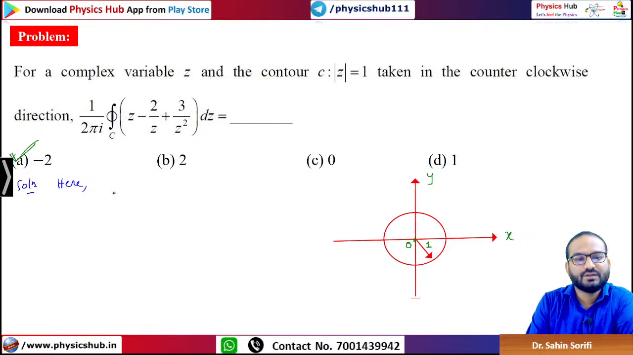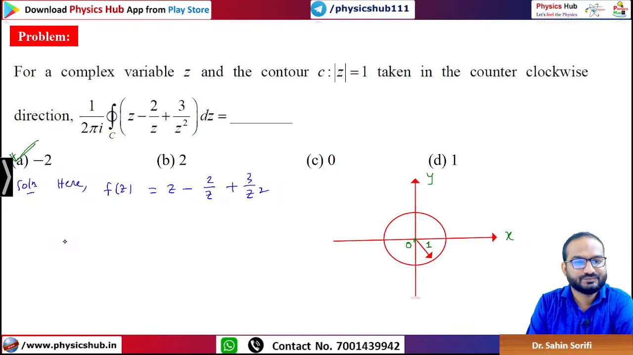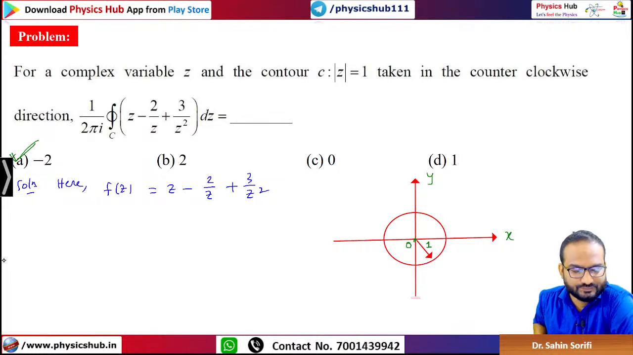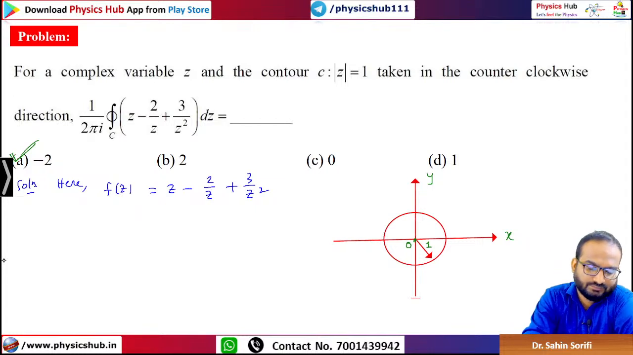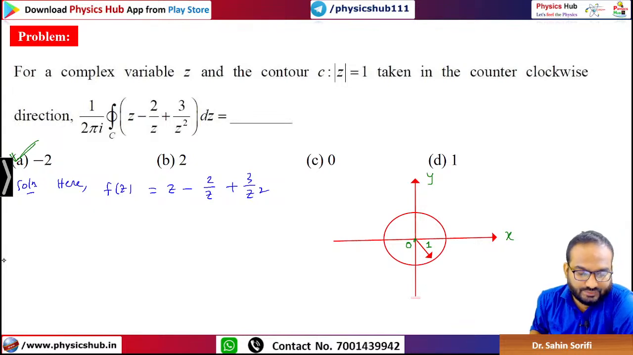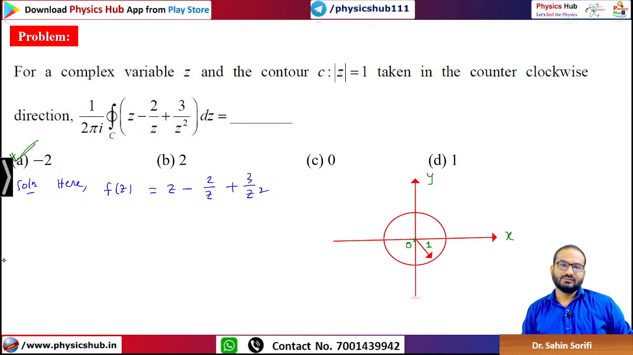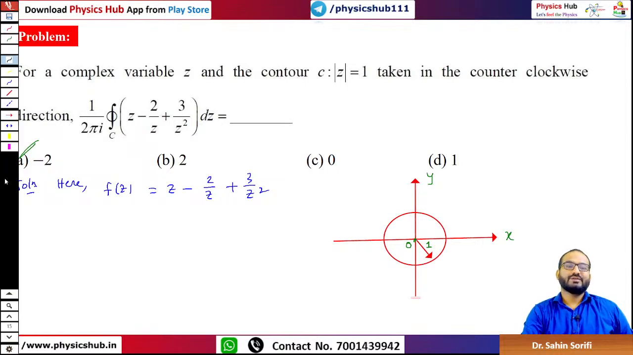So here your f of z equals z minus 2 by z plus 3 by z square. Can you tell me what is the order of this pole and what is the pole? What is the position of the pole? Deep, what is the pole? Harry, Murli, tell me. Is it a simple pole? Do you think so? Just try to remember what I told you.